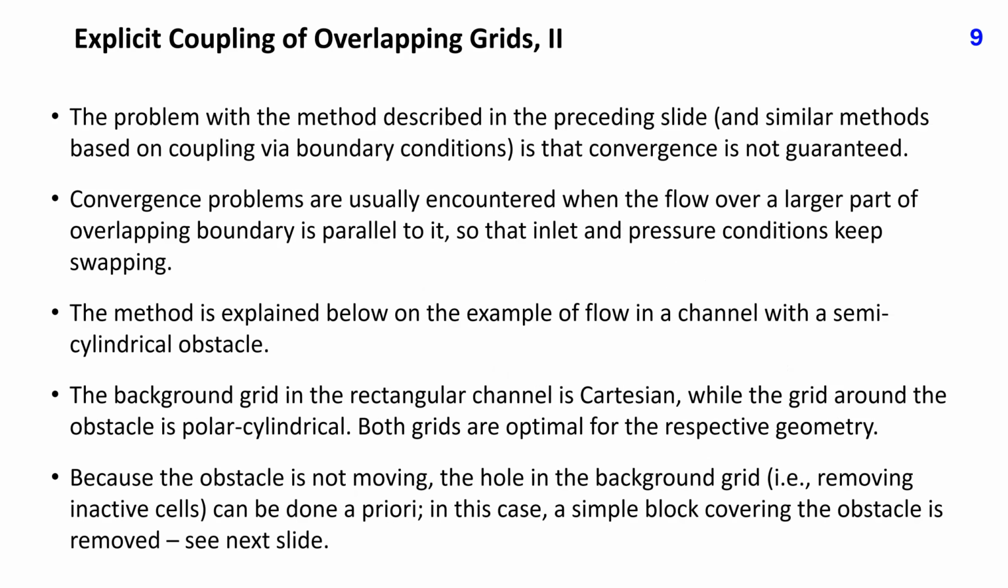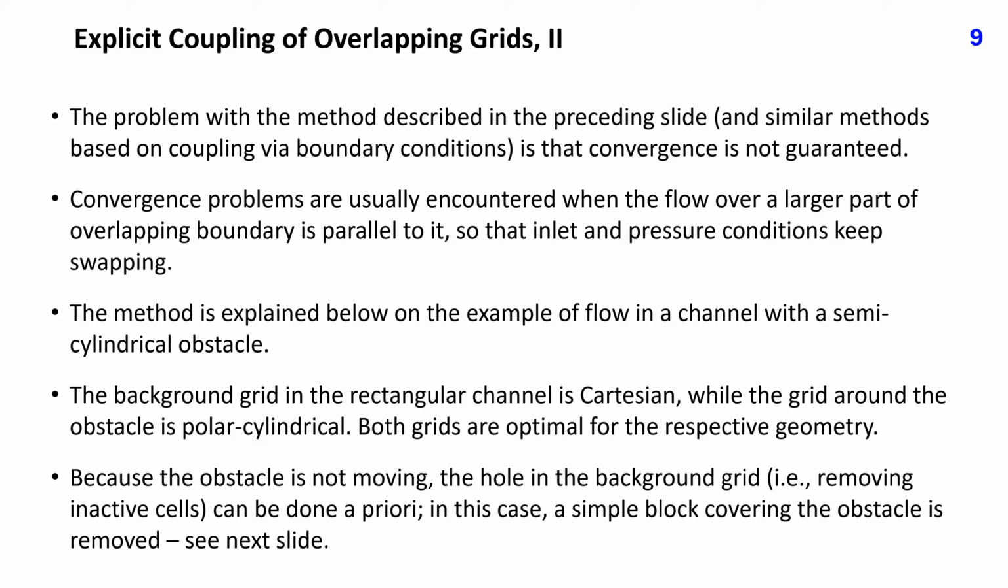The problem with the method described in the preceding slide and with similar methods based on coupling via boundary conditions is that convergence of the iterative solution procedure is not guaranteed. Convergence problems are usually encountered when the flow over a larger part of the overlapping boundary is parallel to it, so that inlet and pressure conditions keep swapping.